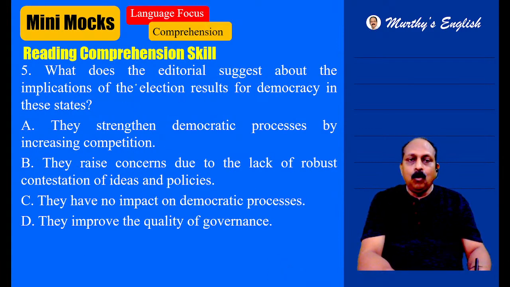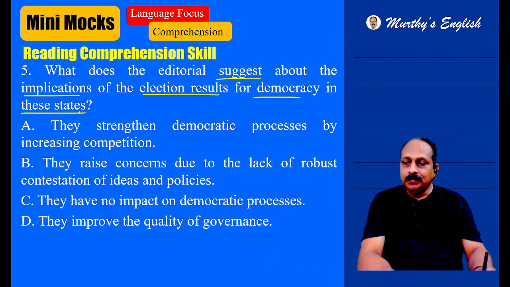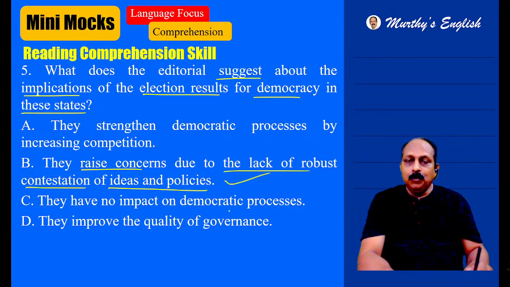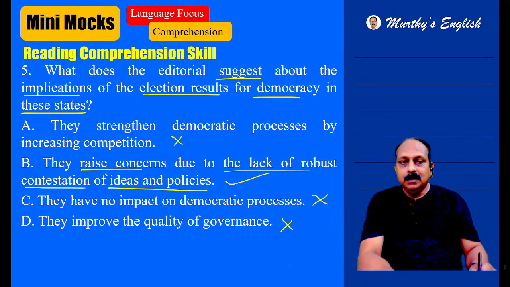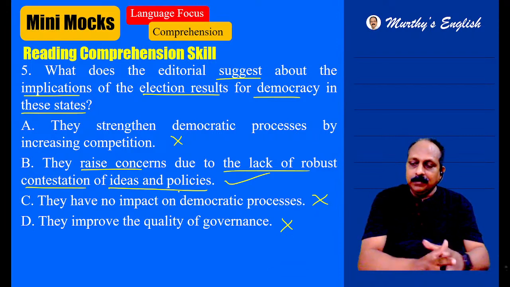Question number 5. What does the editorial suggest about the implications of the election results for democracy in these states? What are the implications based on the results in these states? They strengthen democratic process by increasing competition. They raise concerns due to the lack of robust contestation of ideas and policies. They have no impact on democratic process. They improve the quality of governance. Clearly mentioned, in a democratic setup, we need robust, strong contestation of ideas and policies. Only then can democracy survive in a proper way. Question number 5 is B. That's right. That's all for today.